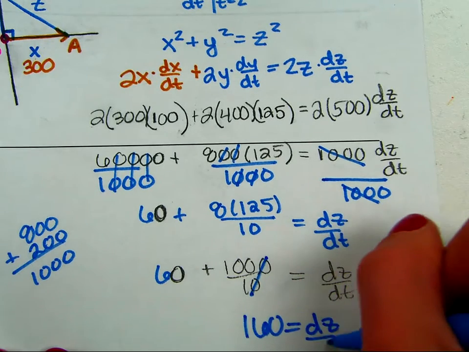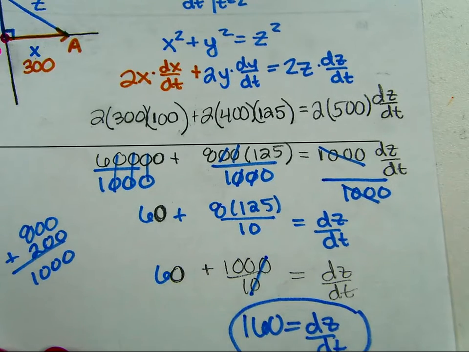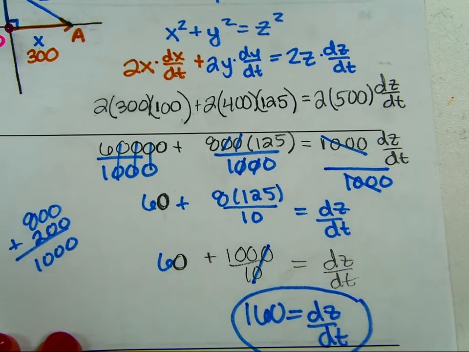I think that's all we had to find. It just said the rate at which the distance between train A and B is changing. It didn't ask for any units. That's your answer, and you're done.